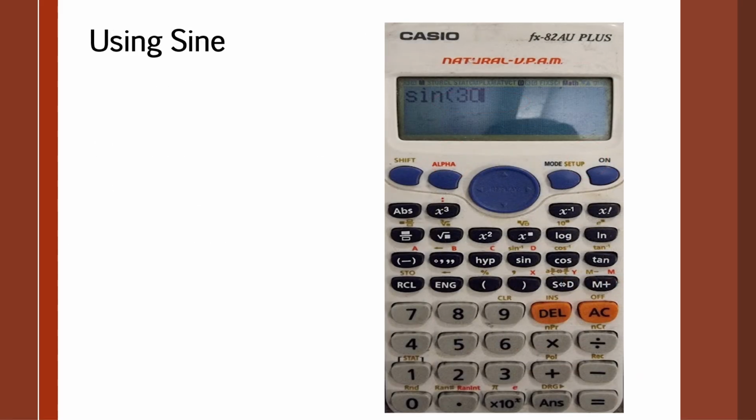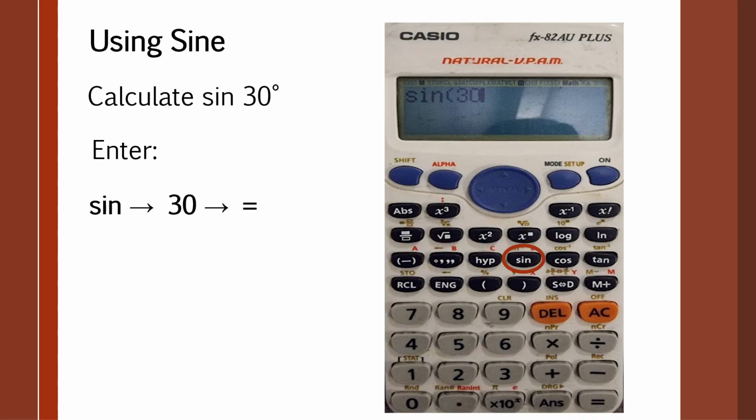Now let's use sine on the calculator. For example, calculate sine of 30 degrees. First, press the sine button. Then enter 30 and press equals. The answer is 0.5. So, sine of 30 degrees equals 0.5.